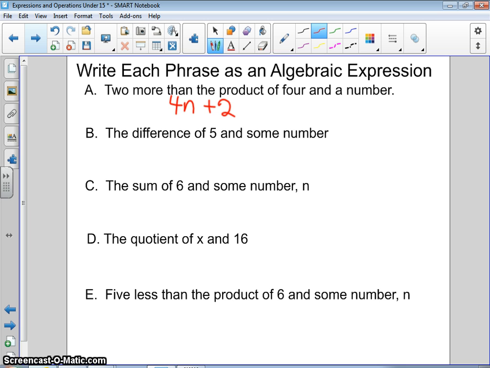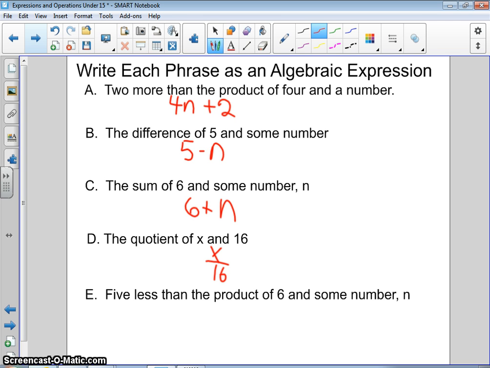That's how you would write that as an algebraic expression. The next we have the difference of 5 and some number. Difference means subtract, so it's going to be 5 minus n. C is about the sum, and sum is your code word for addition. So we're going to add 6 and some number n. So that's going to be 6 plus n. D, quotient, means divide. The quotient of x and 16. So that's going to be x divided by 16.